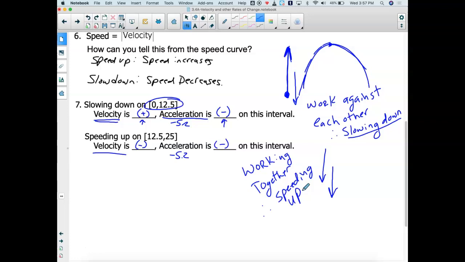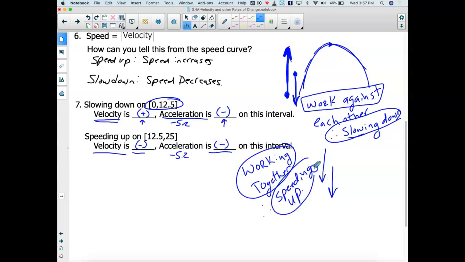But here's where we want to see when velocity and acceleration have opposite signs, when they work against each other, my object is slowing down. But when they're the same signs, they're working together, therefore they're speeding up. Okay, that's the main thing we got out of here.